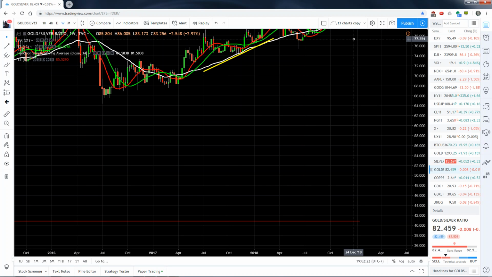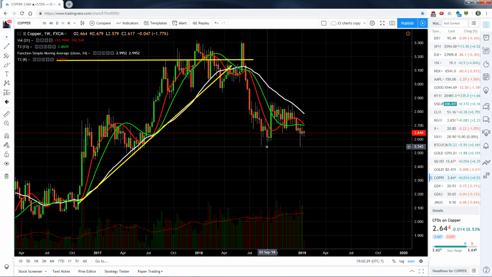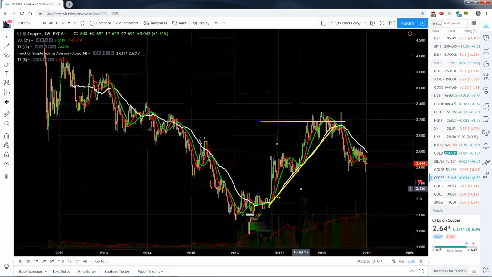Copper having a little trouble. I do have a double bottom, but very ominous. Double top, outside day, crushed it. First retrace, second retrace. I would watch out for support not to hold. But anything could happen.